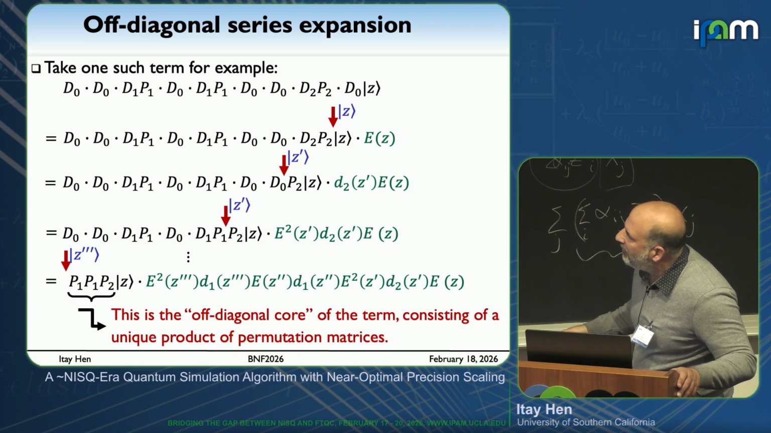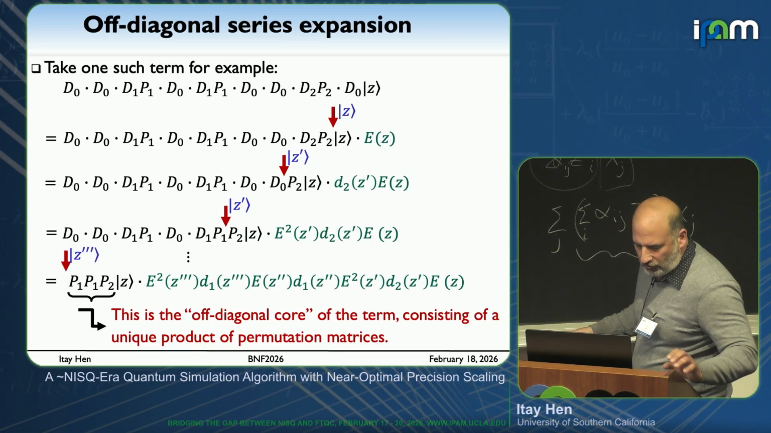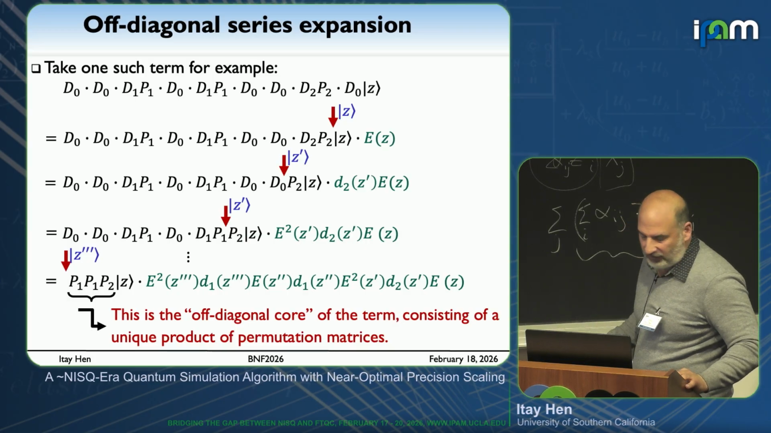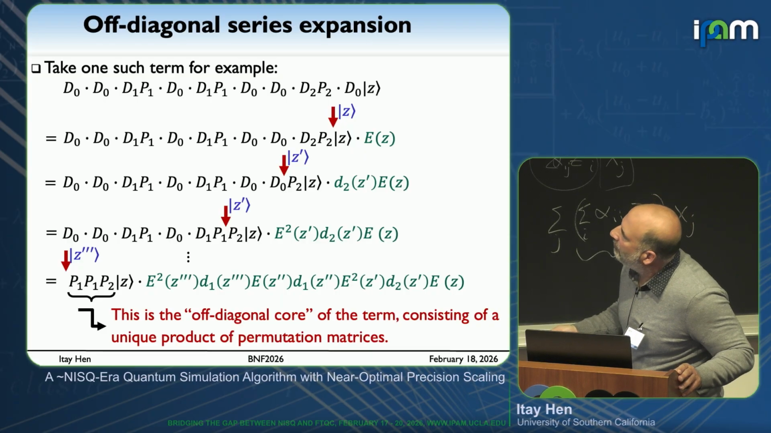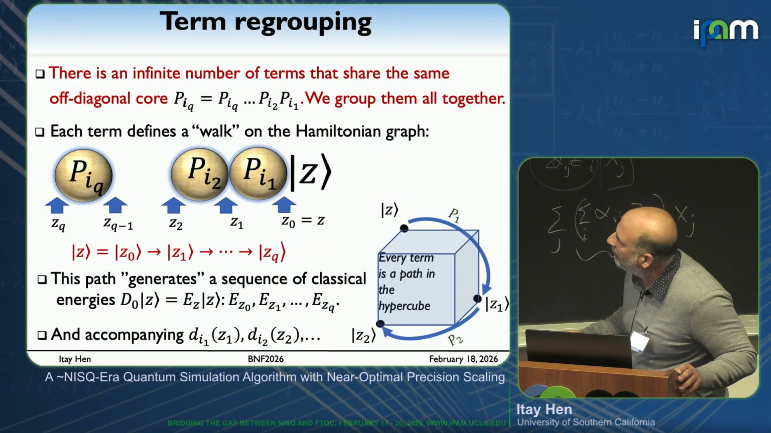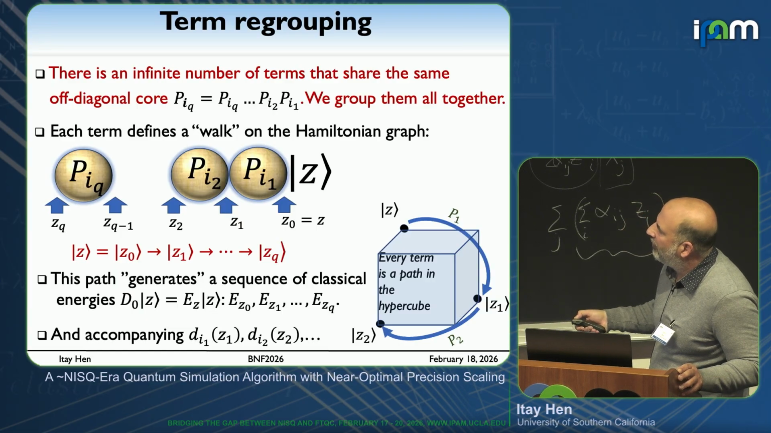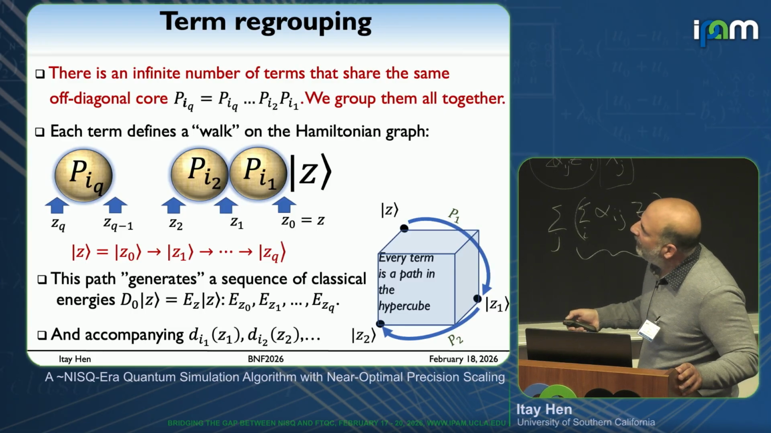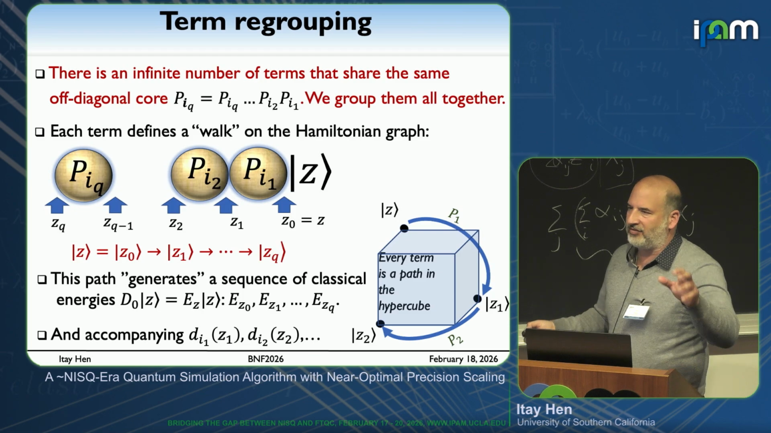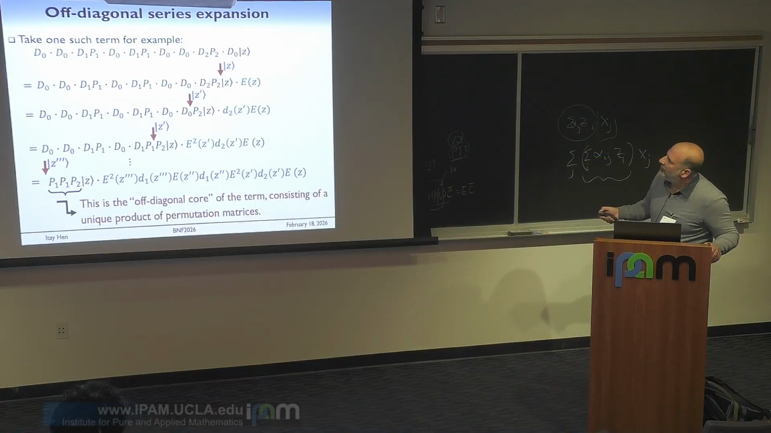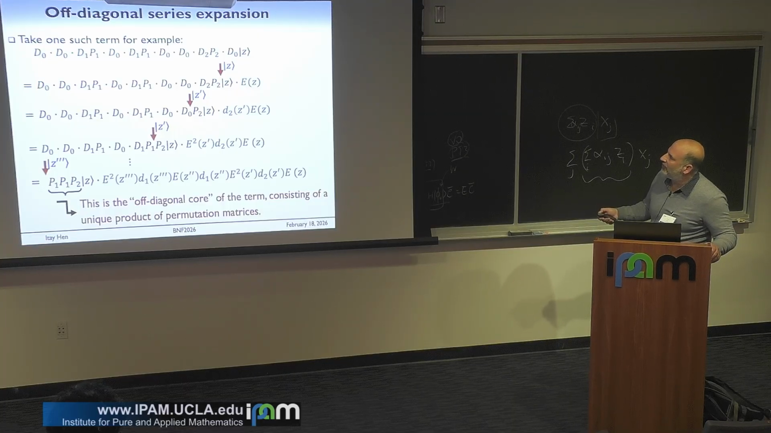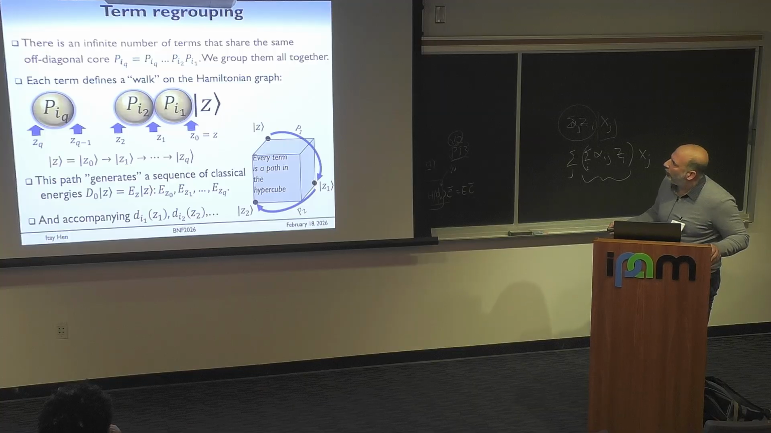But the D's, we can take them out as constants. And we are left with the P's, which I call the off-diagonal core of that particular term. The reason I call it the off-diagonal core is that there are many terms that have the same core. In general, the core will be just a product of P's, like I showed you in the example. For example, you could have another term with d0 to the 4, and instead of two d0s, maybe just one. They will have a different constant, but the same core.